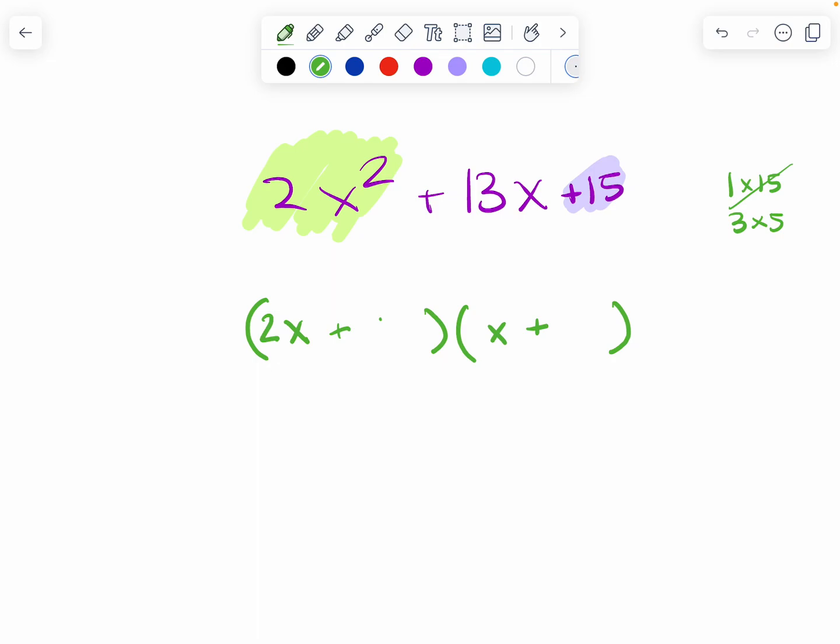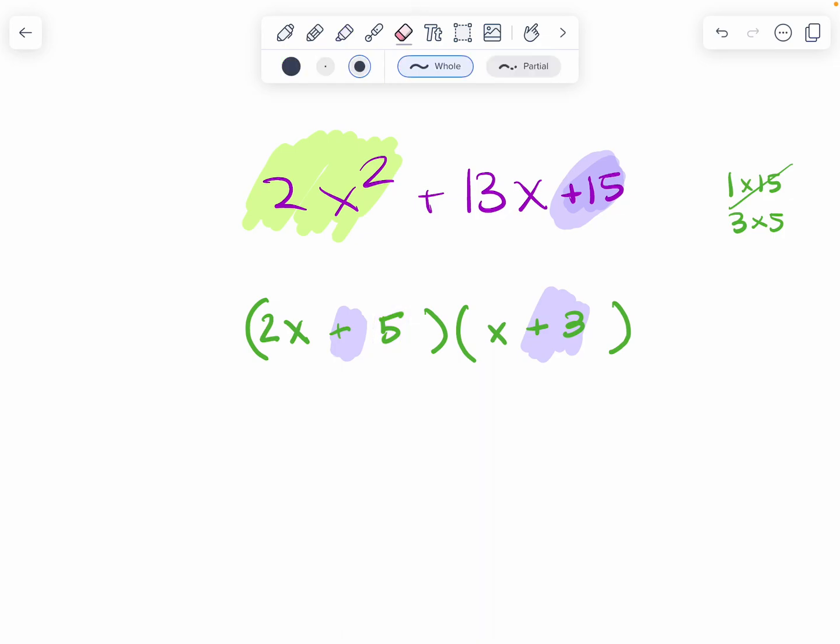No reason, I'm doing it for an example. All right, so now we're going to double check. 2x and x gives me 2x squared. 5 times 3, and again, this is a positive 5 and a positive 3, gives me that positive 15. So I know my outsides match.